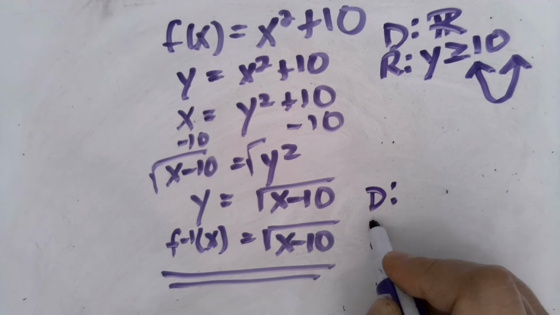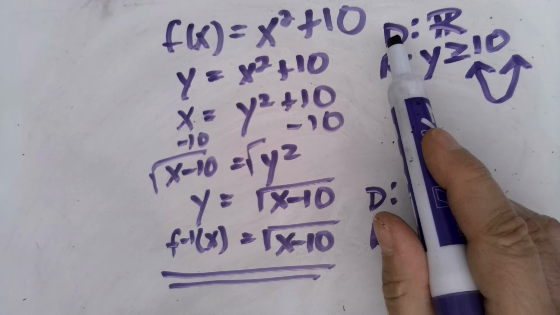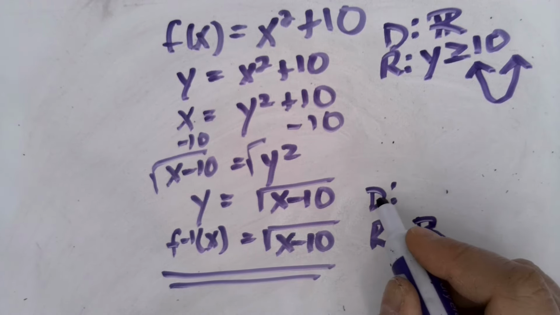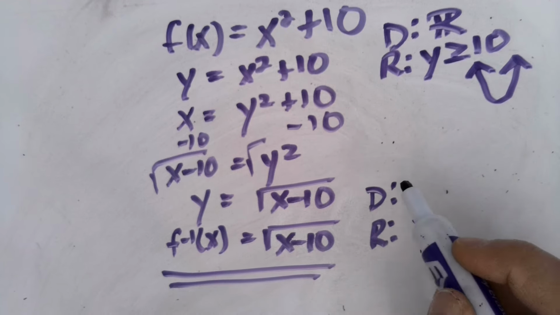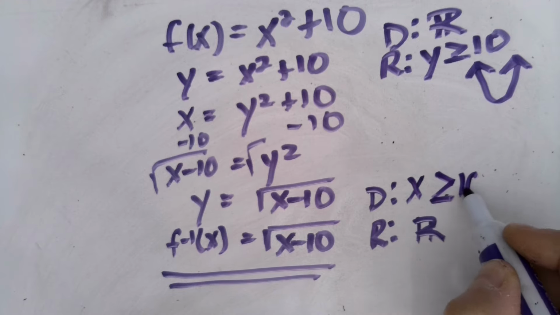So here's where the inverse comes into play. I want to find my domain and range of my inverse. If you recall, I said we just switch these. So my domain was all real numbers. In this case, my range is going to be all real numbers. And my domain is going to be my old range, so my domain is still my x values, but it's going to be greater than or equal to 10.